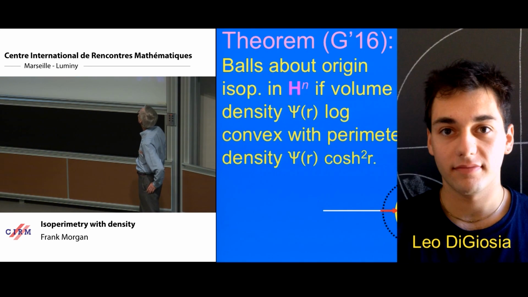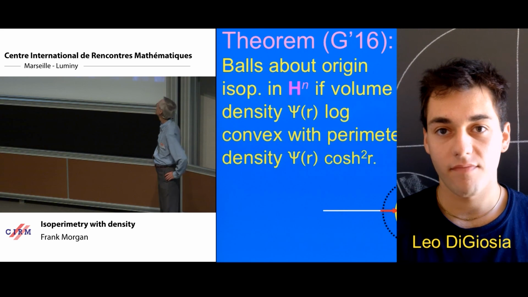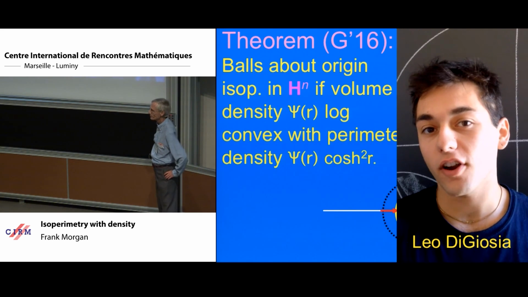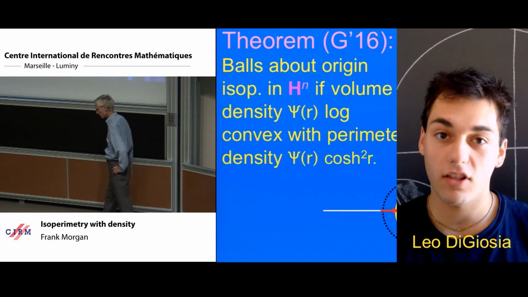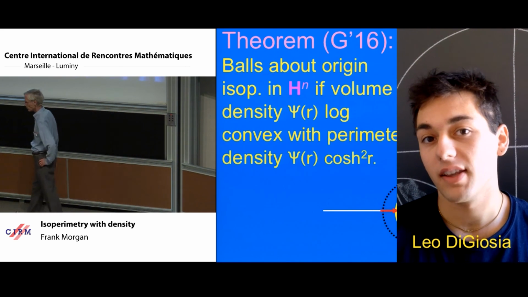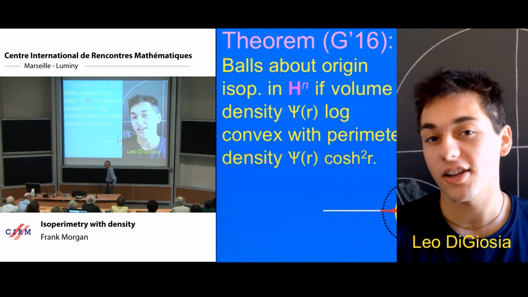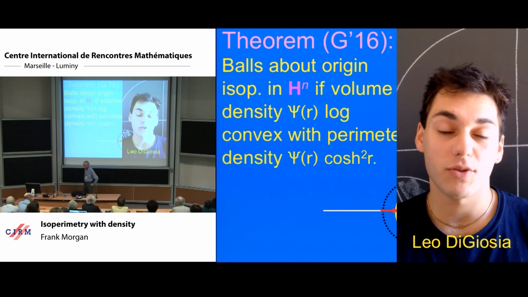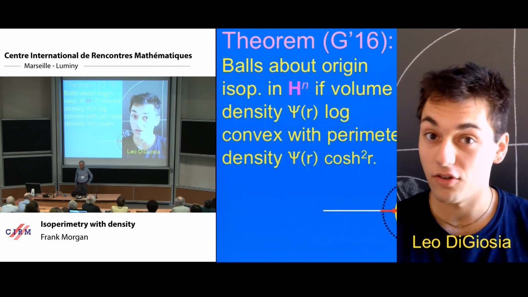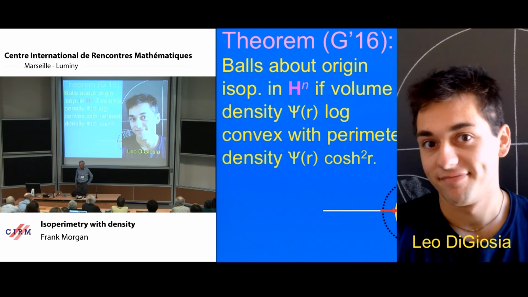It was a comparison argument. The leader in doing that was Leo de Giosa, and here's what he had to say about working on it. In 2015, Greg Chambers provided a proof of the log-convex density conjecture. We provide a partial extension to hyperbolic space, in which perimeter and volume densities are related, but different.